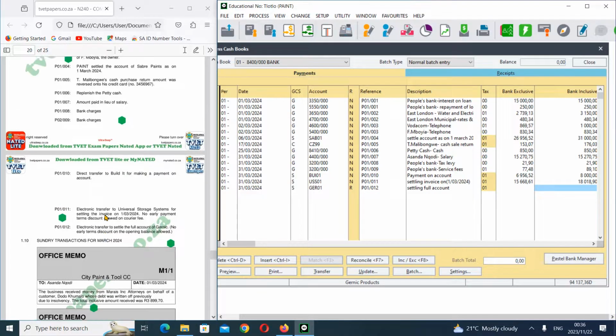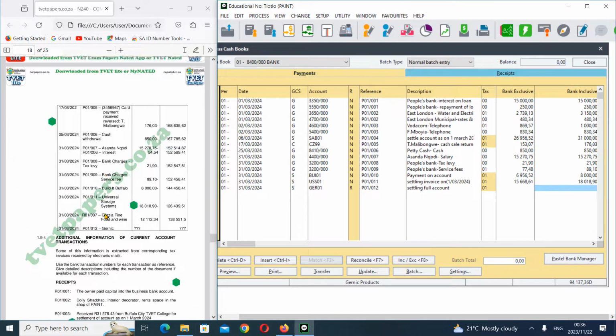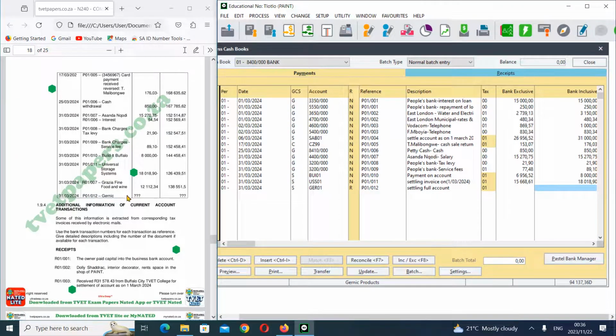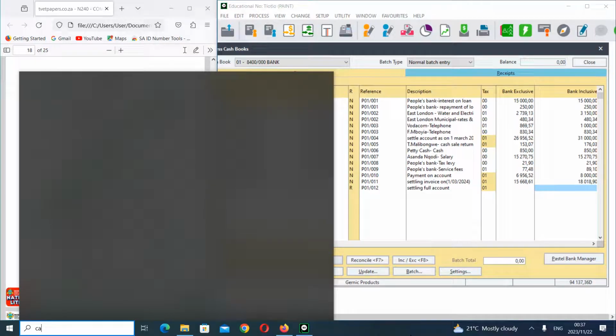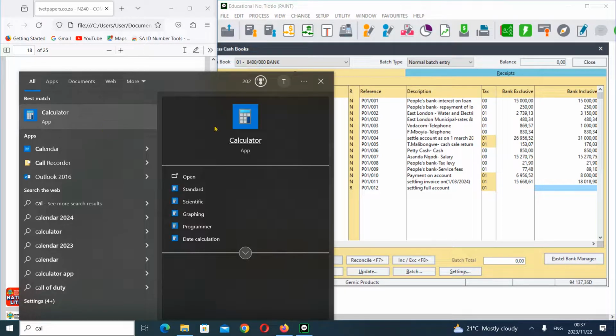So settling the full account of generic, how much? The amount is not given for generic, so it's a question mark here. Meaning, what do we need to do? We need to calculate that amount. So we need to make sure that we calculate that amount. Okay, how do we do that? I'll also put the calculations in, in case we didn't understand or you were unable to follow.